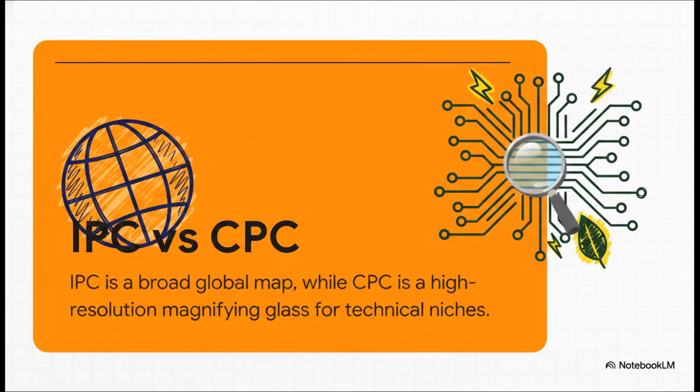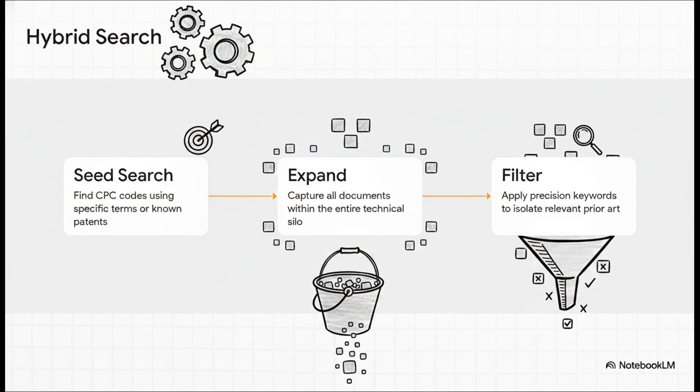This is where classification systems come in to save the day. Think of the International Patent Classification, or IPC, as your global map for broad technical categories. On the flip side, the Cooperative Patent Classification, or CPC, serves as your high-resolution magnifying glass. It offers incredibly granular technical niches, even including special Y tags designed specifically to categorize emerging technologies like smart grids and sustainable energy.